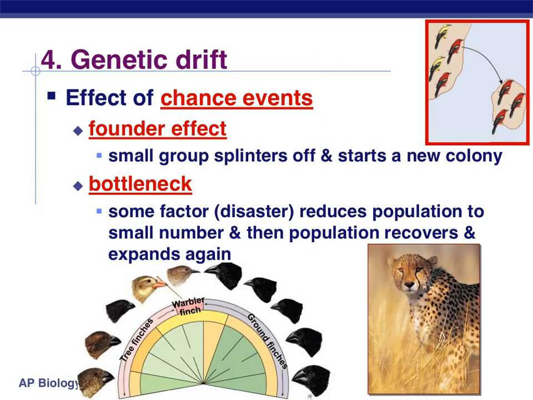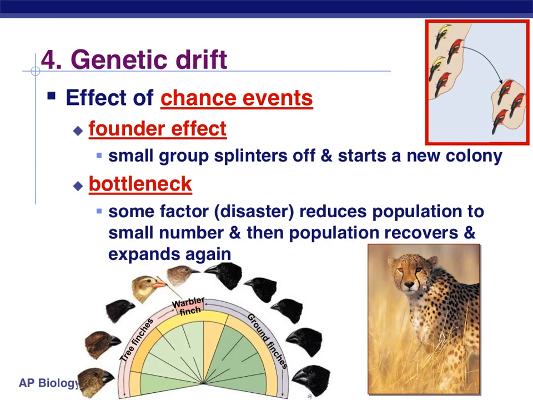Okay, genetic drift. Genetic drift has a lot to do with chance events. Sometimes we think of it as the effect of chance events, and there are two of them. The first one is called founder effect, and the second one is called bottleneck.